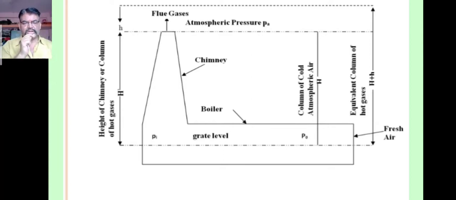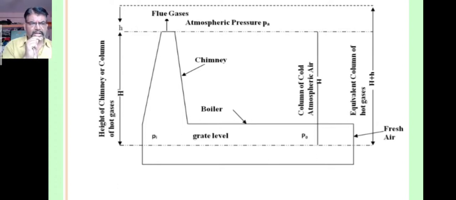A chimney is a vertical tubular structure built either of masonry, concrete or steel, as I told you. In this, the draught produced by the chimney is due to the density difference between the column of hot gases inside the chimney and the cold air outside. Now we can define it.